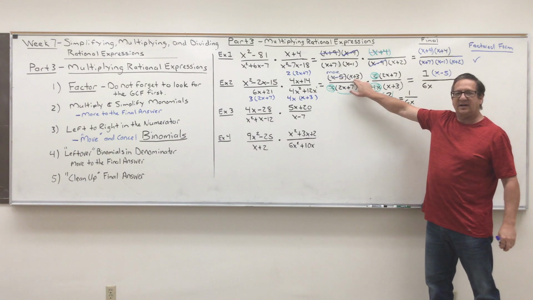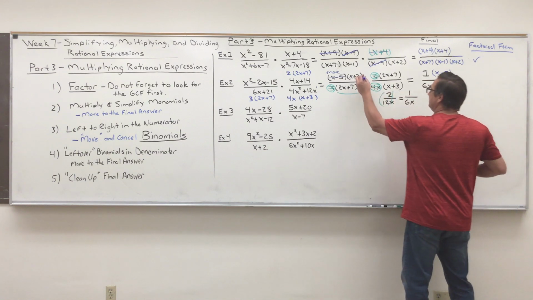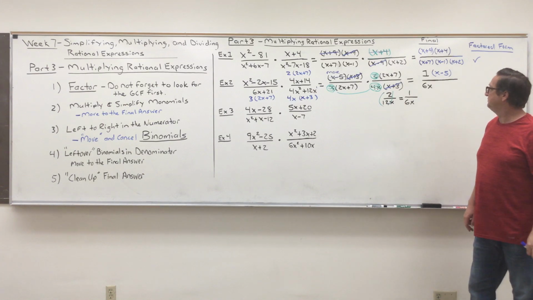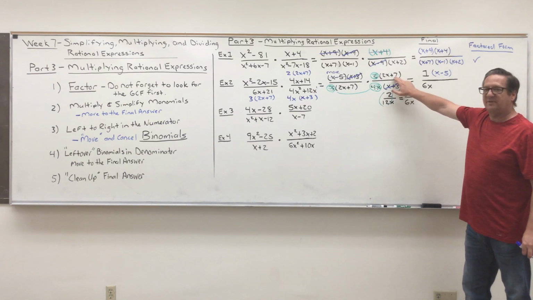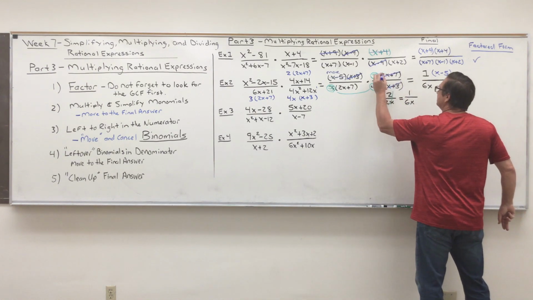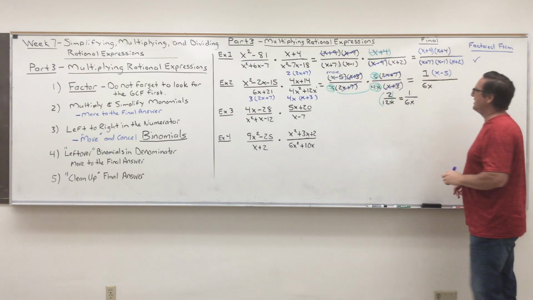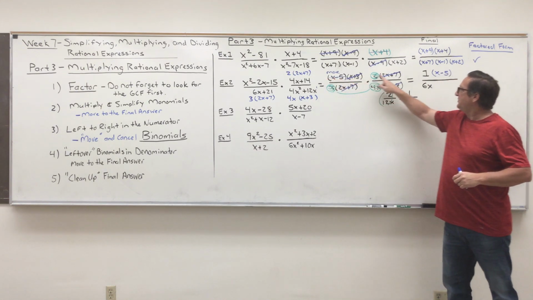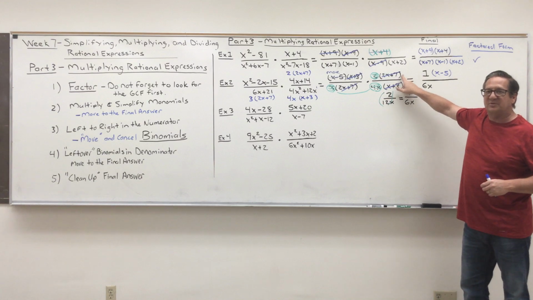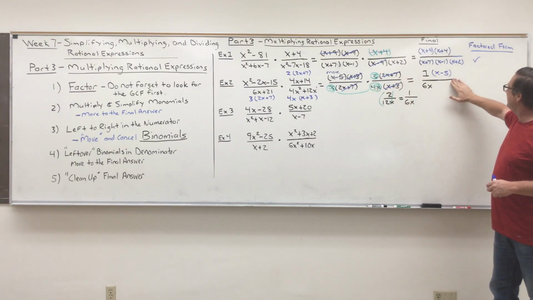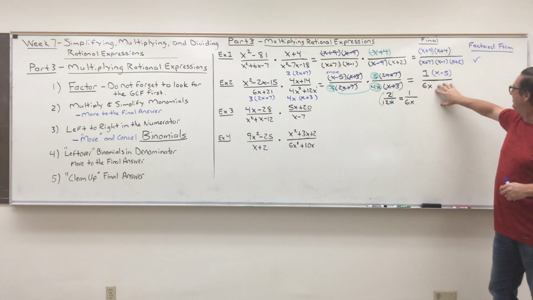x plus 3 on top, x plus 3 on the bottom. That's a cancel. 2x plus 7 on top, 2x plus 7 on the bottom. That's a cancel. We work the top left to right, and now we see if there's anything left on the bottom, and the bottom is done. This is my final answer right here.